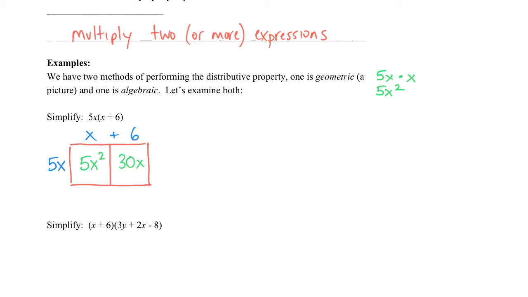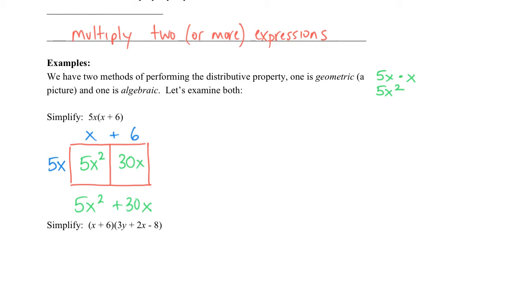So what do I have? 5x squared is the area of this rectangle. 30x is the area of this rectangle. So if I were to put those two together, I would just add them together. Now I can't combine them because they are unlike terms. Let's remember our terms. X squared and x are unlike terms, and you cannot combine unlike terms. So we have to remember that too.